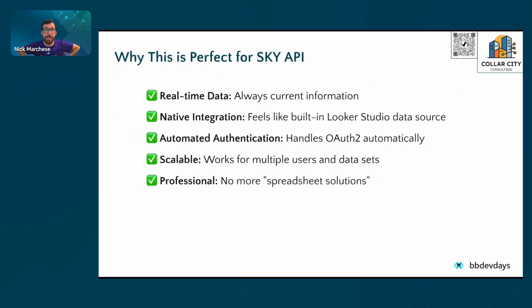So why it's perfect for Sky API is that we can go ahead and directly connect to the data. We can make the integration feel natural. It can handle the authentication with OAuth 2 on the back end. It's scalable, so that way you create the connector, and whoever you share that connector with can use that within the Looker Studio environment. And you eliminate your spreadsheet solutions. Again, totally reasonable solution that works very well. It's just, if you're looking to try something different, this is something different.